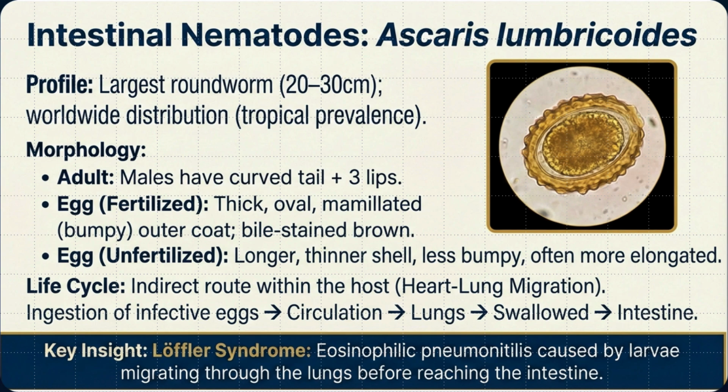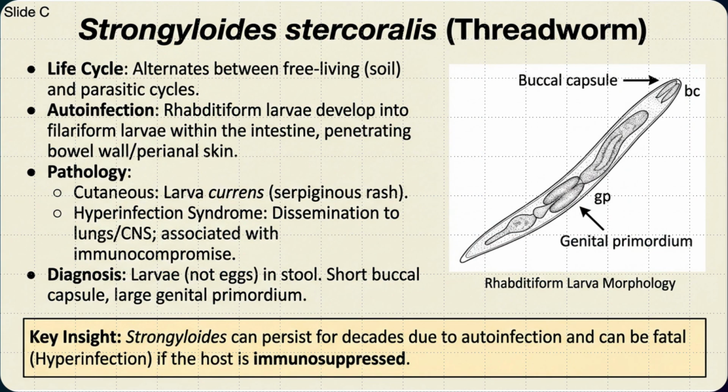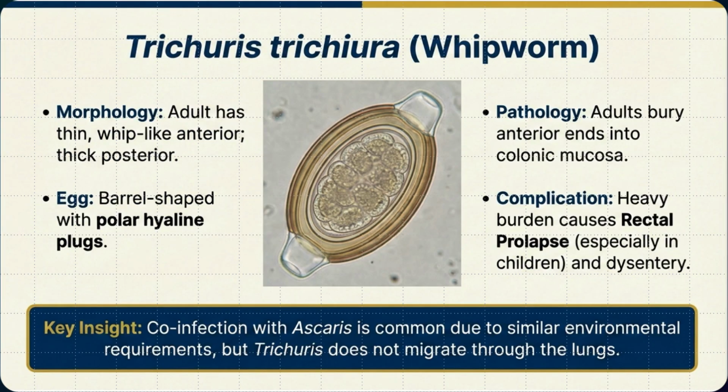Wild. Okay, moving down the list to Trichuris, the whipworm. This one seems to have the most distinct egg of the bunch. It really is the easiest to spot. It's barrel-shaped or football-shaped with a distinct clear plug at both ends. We call them bipolar hyaline plugs. It kind of looks like a little lemon with the ends cut off. That's a great way to visualize it.